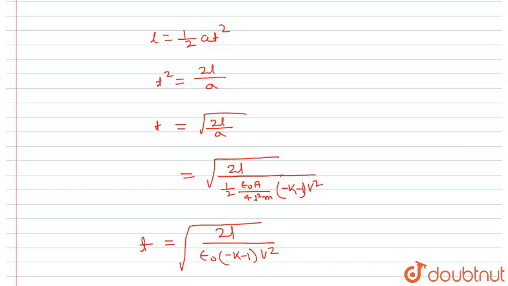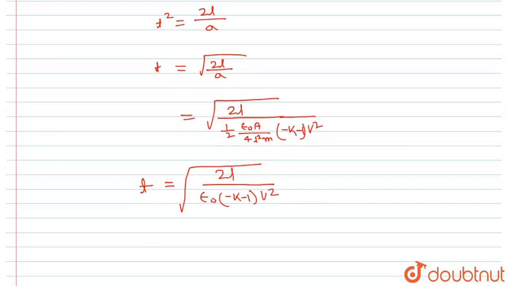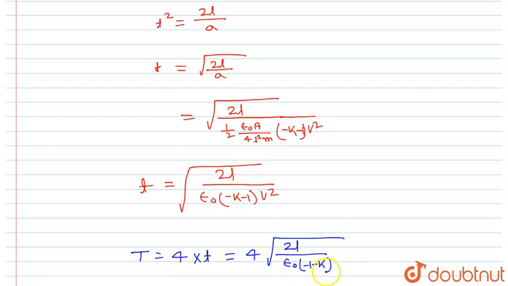Now according to the question we have to find the time period. So time period is equal to 4 into t, so this is equal to 4 into 2L divided by epsilon naught into minus 1 minus k, clear? This into v square. So this is the time period according to the question, and this we have to find. So this is the required answer for this question.